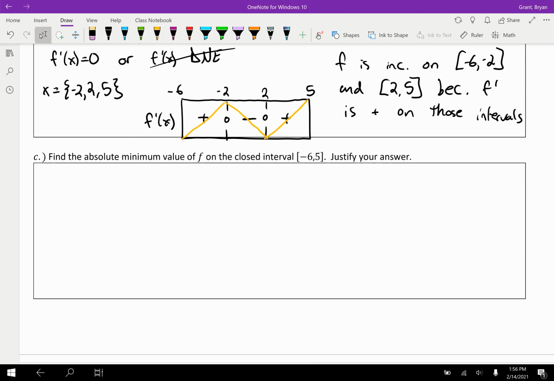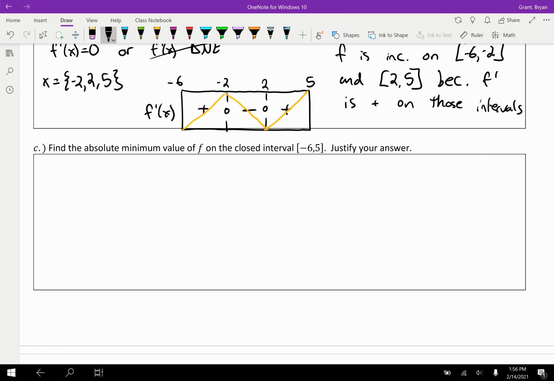Well, I mean we're doing, of course, our candidates test. We're going to take the 4 possible candidates. All of these are possible, the endpoints and the critical points, and we're going to see the actual values of f. So we're going to take our candidates. We have x. We're going to look at the outputs on f of x. 1, 2, 3, 4 of them. Negative 6, negative 2, 2, and 5.